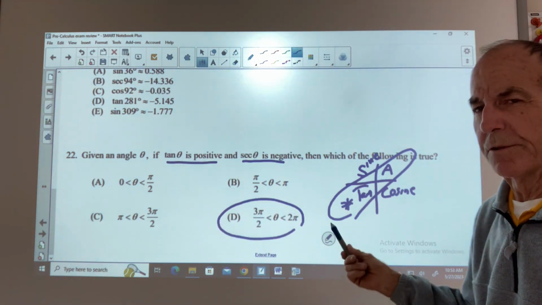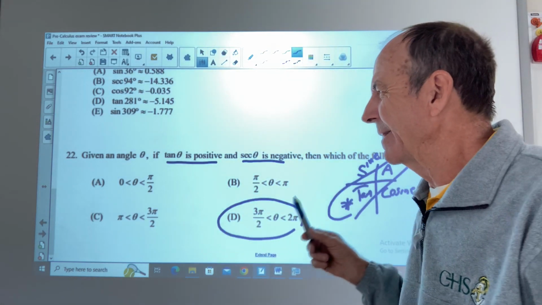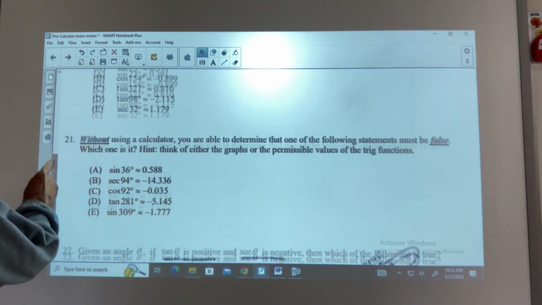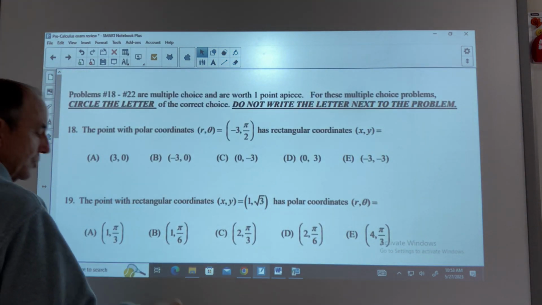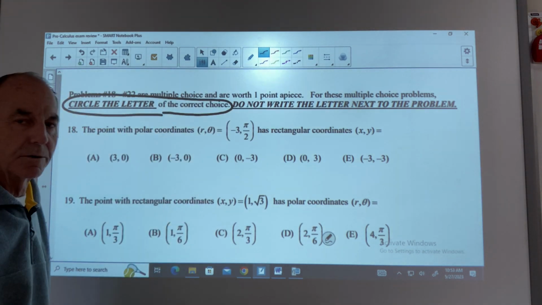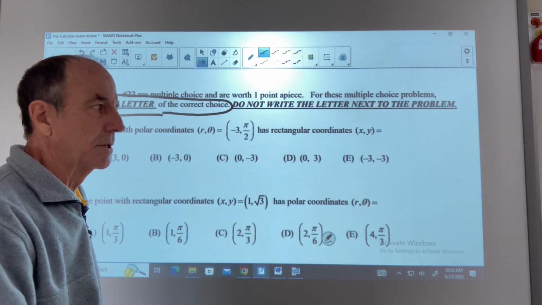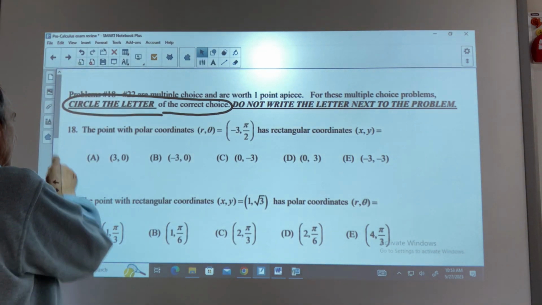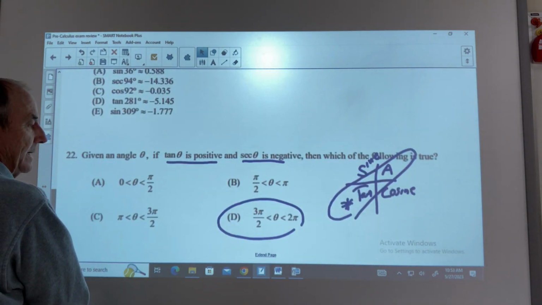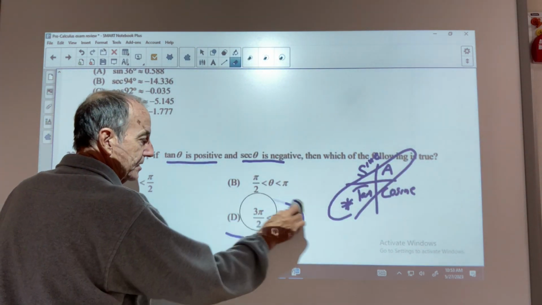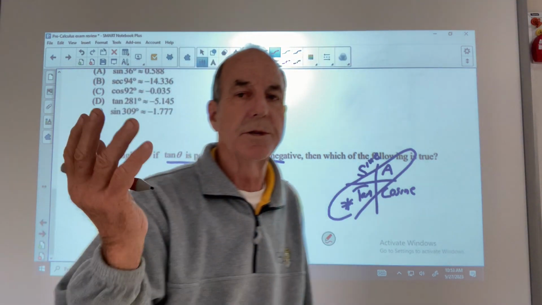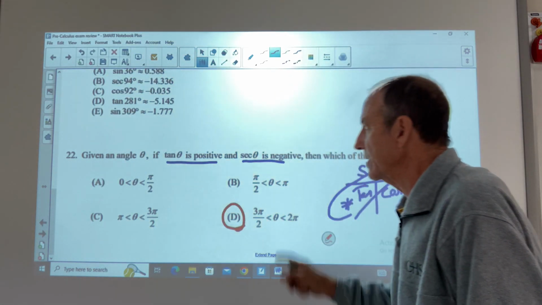Now, again, follow the directions, please. It's a thing with mathematics. We like to follow the directions and be precise. So if you look at the directions, it says just circle the letter of the correct choice. That's what we're supposed to do. So we're not writing the letter next to the problem. We're not circling the problem. We're just circling the letter of the correct choice. So down here, if I did it this way, you're not following the directions. I don't know that it would be marked wrong, but to be safe, just follow the directions, circle the letter of the correct choice. Okay, so that takes care of that.